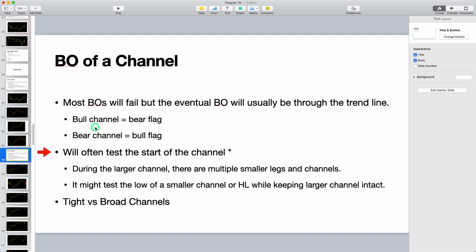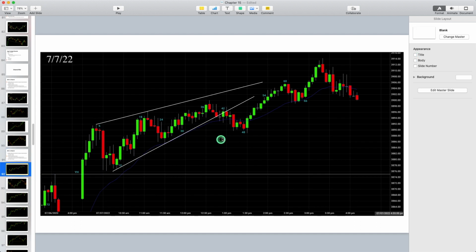A breakout of a channel will often test the start of the channel. I put a star here because during a larger channel, there are multiple smaller legs and channels. And so it's important not to get trapped by situations like this, which I did. On this day, I sold below 48, which is the lowest possible place to sell.